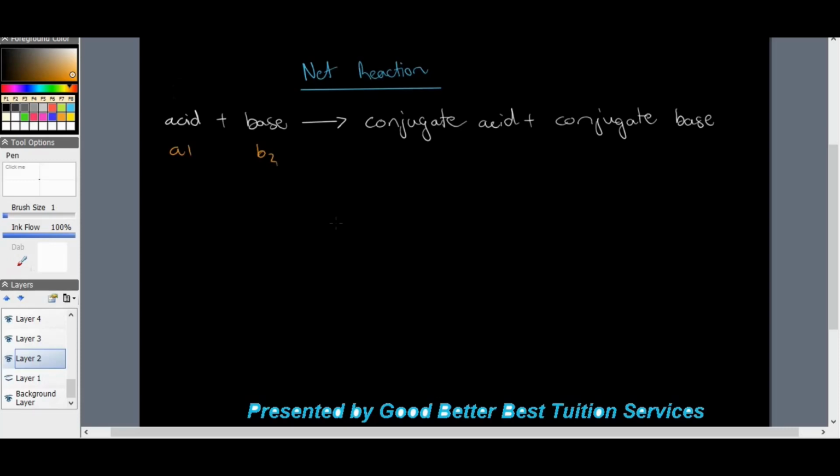So an acid, what forms from an acid? A conjugate base forms from an acid. Therefore A1 is going to go with B1. And we know a conjugate acid forms from a base, so the conjugate acid becomes A2. So what actually happens is this.